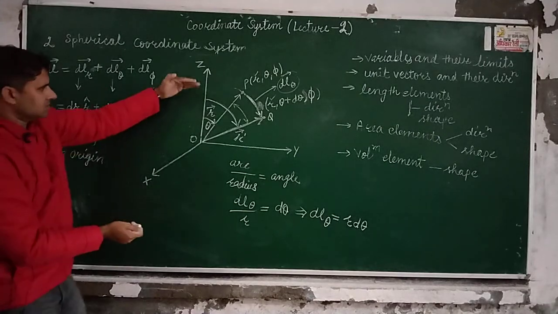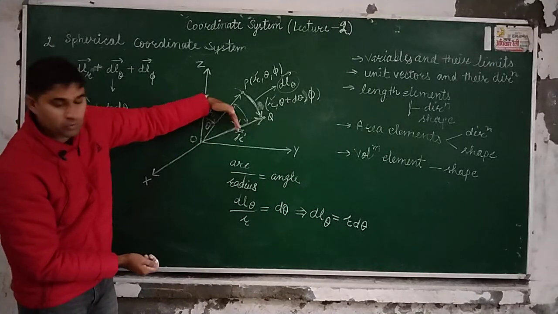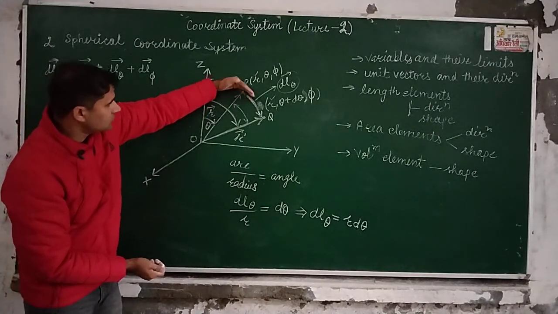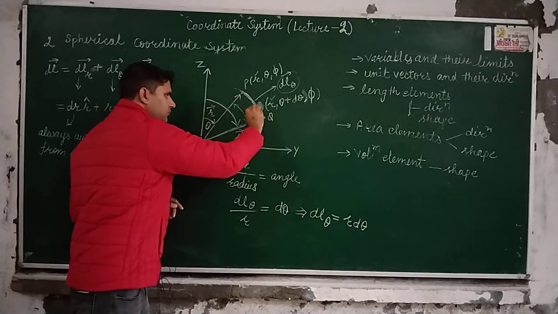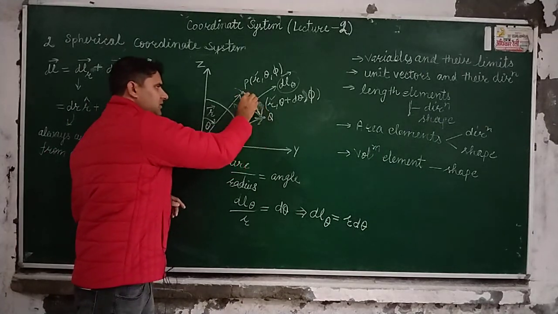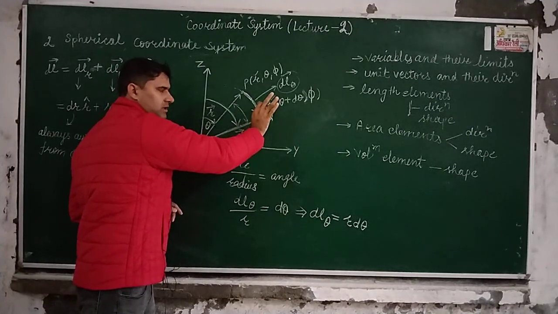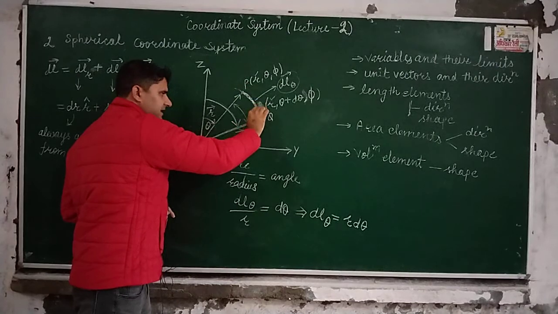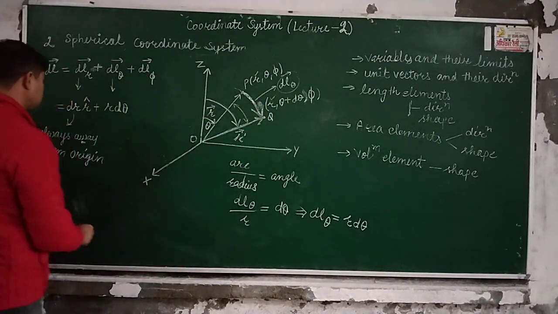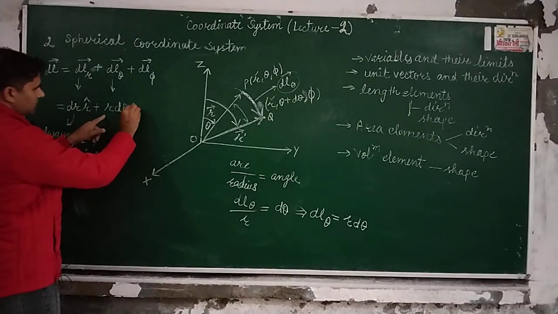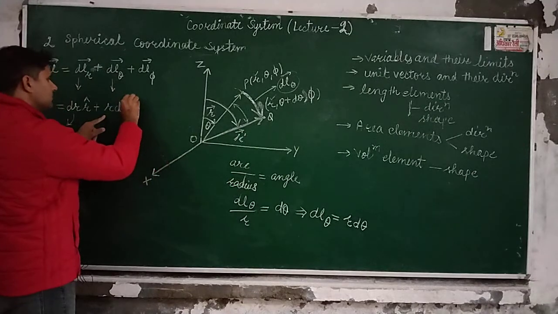And what will be the direction? The direction will be along this curve. It will start from here and go up to this point. If you see the direction at this point, it is given by the tangent, but this is a curve with a finite length, so this will be the direction. And this direction is theta cap.